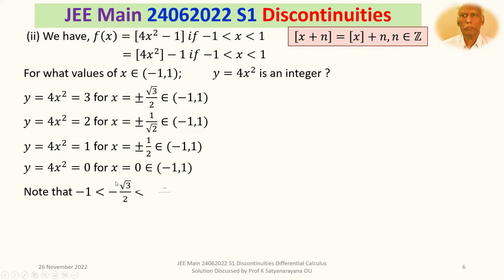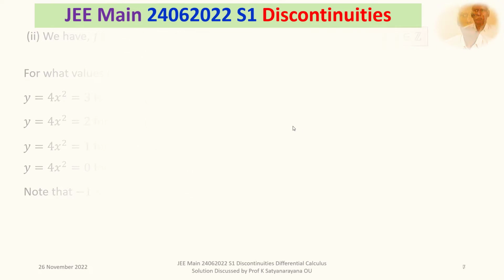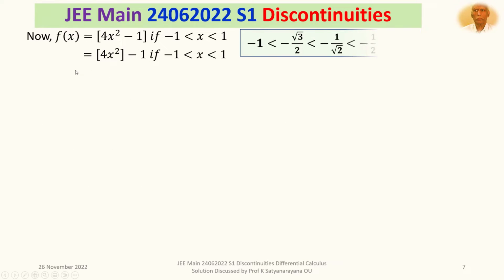And note that -1 < -√3/2 < -1/√2 < -1/2 < 1/2 < 1/√2 < √3/2 < 1. So this is the one. And the subintervals, -1 to -√3/2 and so on and so forth, can be considered in the next slide. Now we have already seen the -1 < -√3/2 < etc. in the last slide.